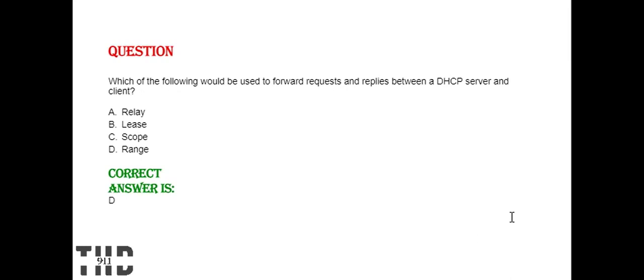Which of the following would be used to forward requests and replies between a DHCP server and client? Option A, relay. Option B, lease. Option C, scope. Option D, range. Correct answer is option D.